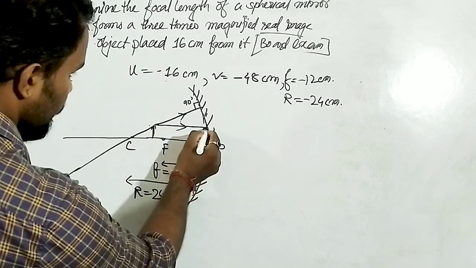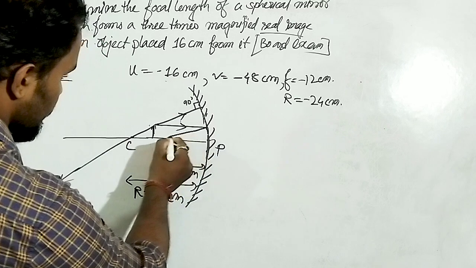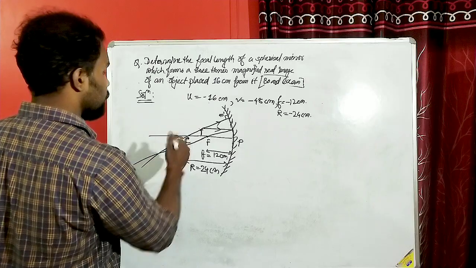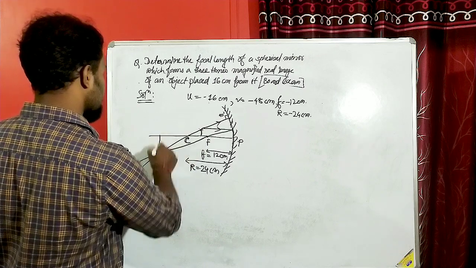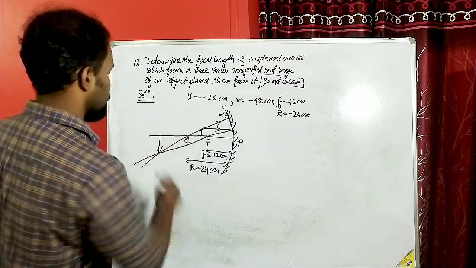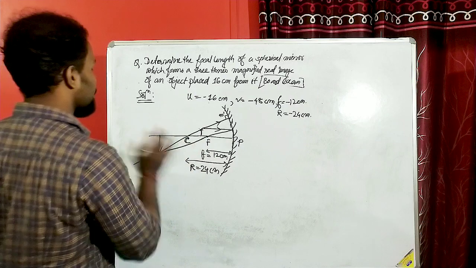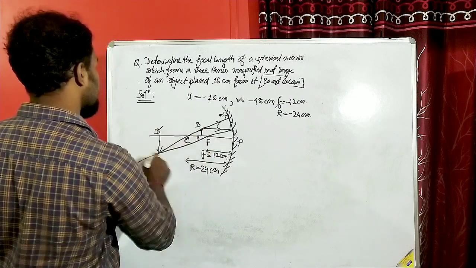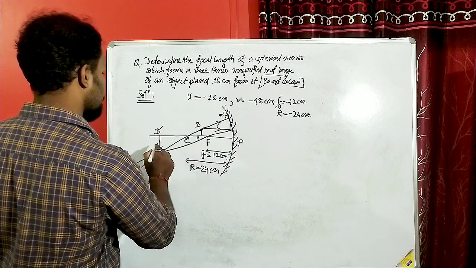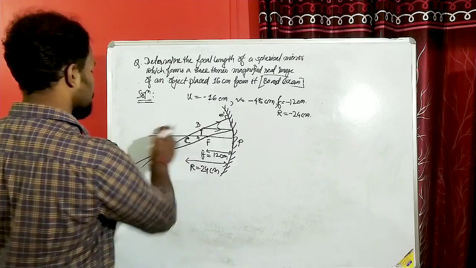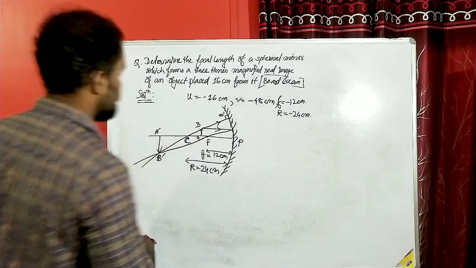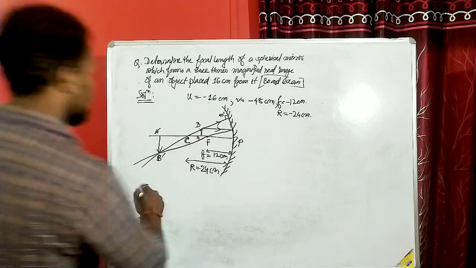Once you draw it freehand, there are some extra difficulties, but we will overcome those difficulties. Don't worry about that. So this is the image and this is the object. We can say it is almost 3 times bigger. If it is AB, it is going to be A dash B dash. Right? This is the image.